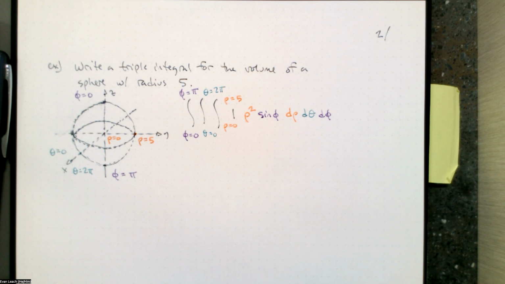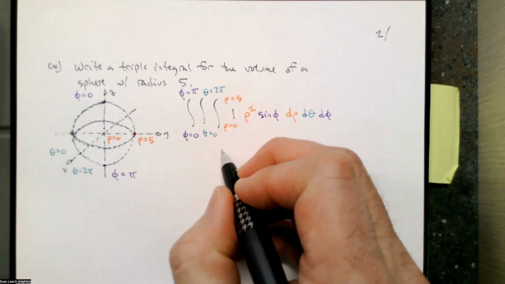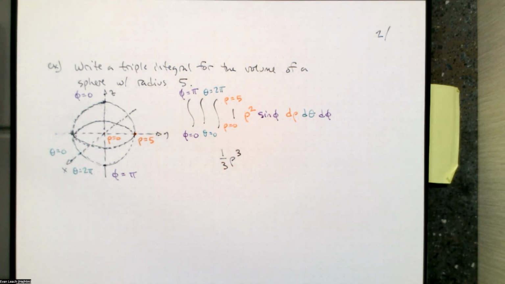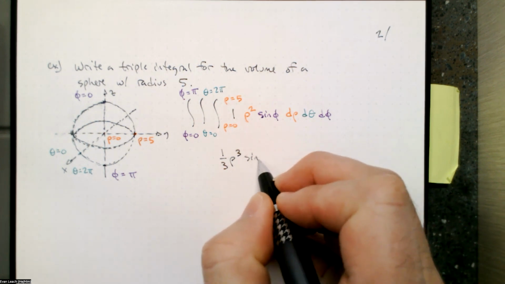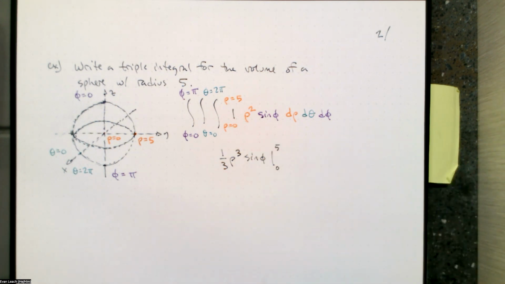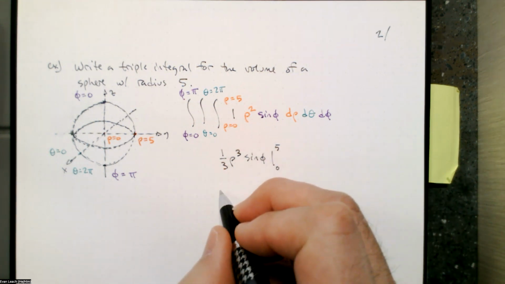The rho squared sine of phi is there to make dV into a volume. The way we've set this triple integral up, the first thing that we would do is integrate with respect to rho. So the first integral will be 1/3 rho cubed. We should not be surprised by this at all, because we're trying to find a volume. Rho is distance. We should expect rho cubed to show up at some point, because everything else doesn't have units. Rho cubed sine of phi evaluated from 0 to 5. So 1/3, and 5 cubed is what, 125?